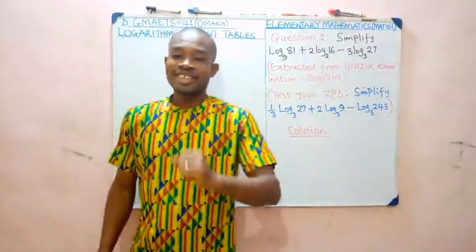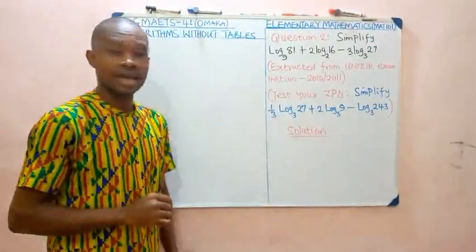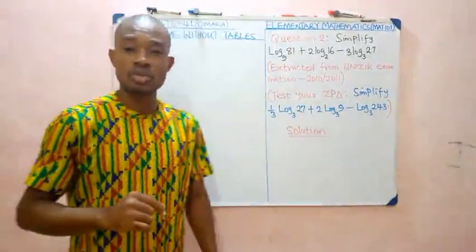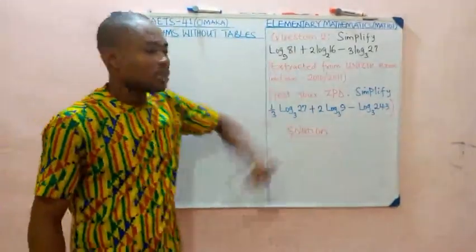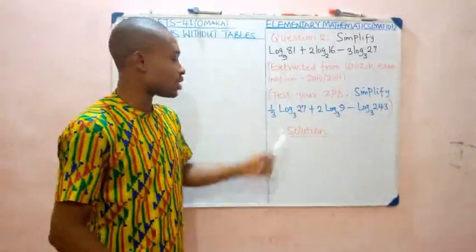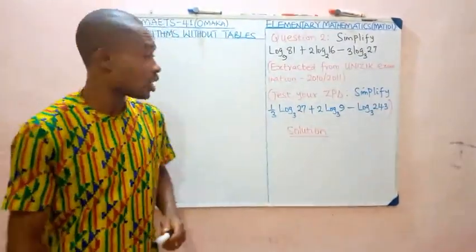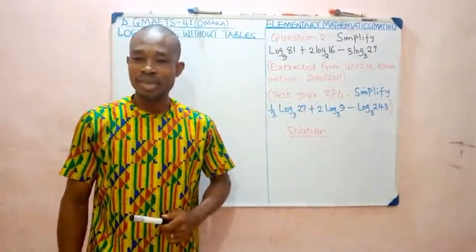And now we've got the second question on the board. We have to simplify log 81 base 9 plus 2 log 16 base 2 minus 3 log 27 base 3. At the end of my solving this question, you are expected to test your ZPD by simplifying 1 over 3 log 27 base 3 plus 2 log 9 base 3 minus log 243 base 3.